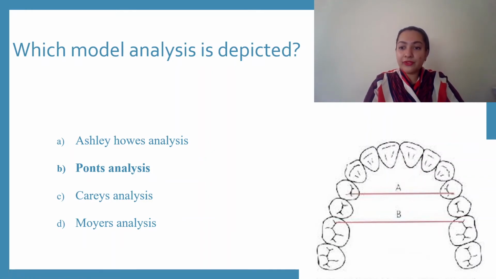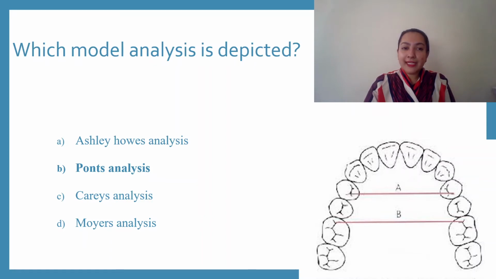So do not get confused whenever there is a photograph or a picture showing distal pit and mesial pit, it means it is Pont's analysis. In Pont's analysis, pit has been taken into consideration. Carey's analysis, we all know how it is done. Moyers is mixed dentition analysis, and this cast over here is a permanent dentition.